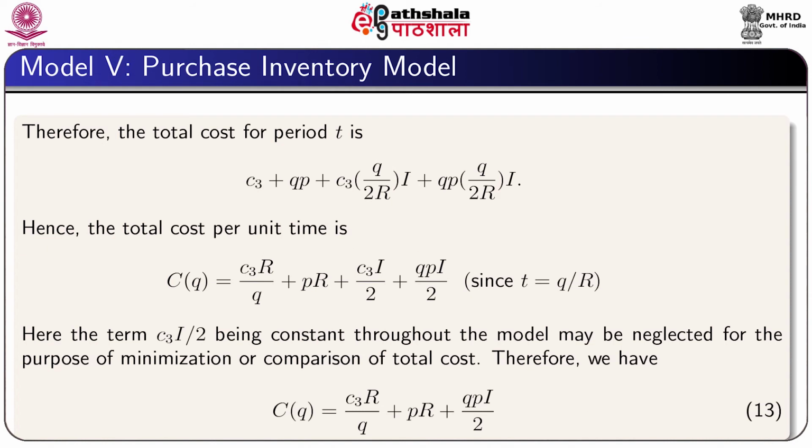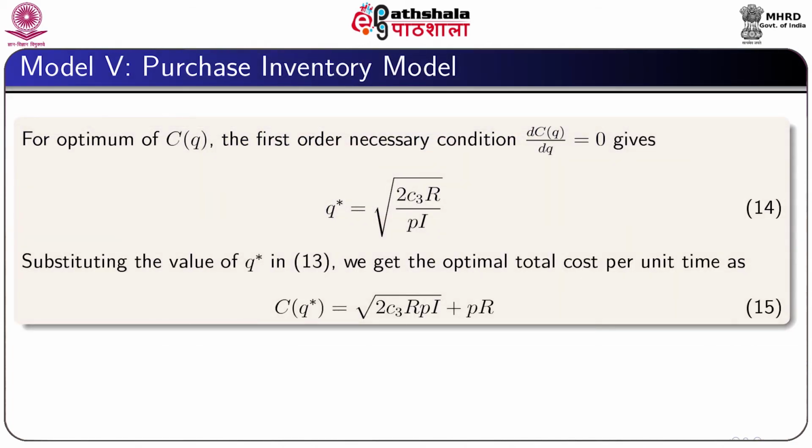Therefore, the total cost for period T is C3, which is the ordering cost, QP, which is the purchase cost, and then the next two terms are for holding cost. Hence, the total cost per unit time can be written as C(Q) equal to C3R by Q plus PR plus C3I by 2 plus QPI by 2. Here the term C3I by 2 being constant throughout the model may be neglected for the purpose of minimization or comparison of total cost. Therefore, we can consider C(Q) equal to C3R by Q plus PR plus QPI by 2.